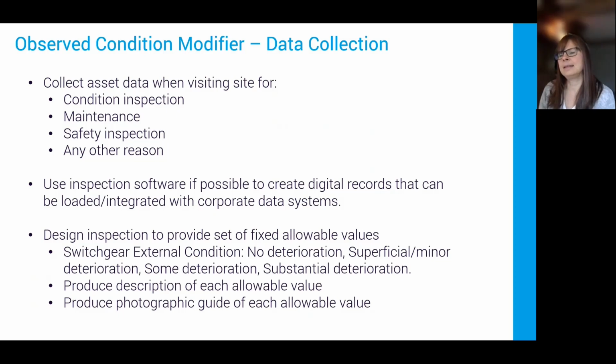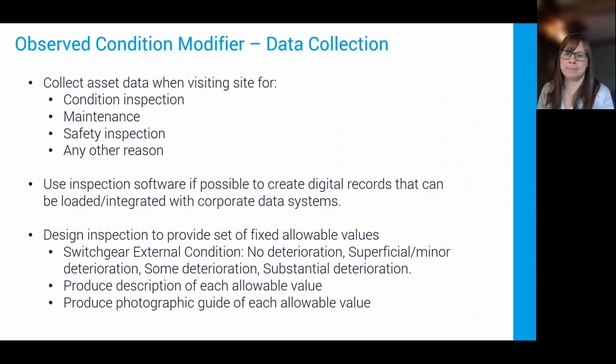And then the other thing we would suggest is, if you're designing your inspection, try and go for a set of allowable answers. So, for example, switchgear external condition, which we've just met previously, has 4 discernible allowable values. So no deterioration, superficial minor deterioration, some deterioration, and substantial deterioration.